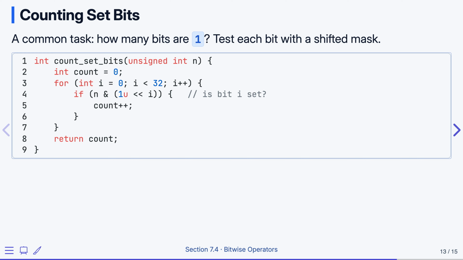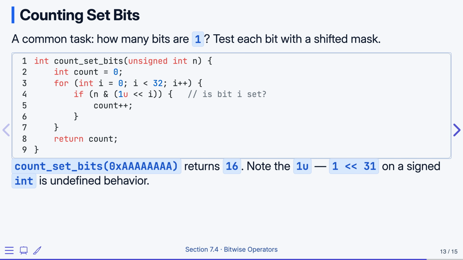Another common task is counting how many bits are set to 1. Count set bits loops over all 32 positions. For each position i, it builds a mask, 1U shifted left by i, which has only bit i set. It ANDs that mask with n, and if the result is non-zero, bit i was set, so it increments the count. For the value hex AAAAAAAA, which is 1010 repeating, exactly half the bits are set, so the answer is 16.